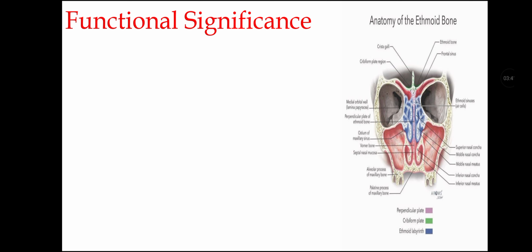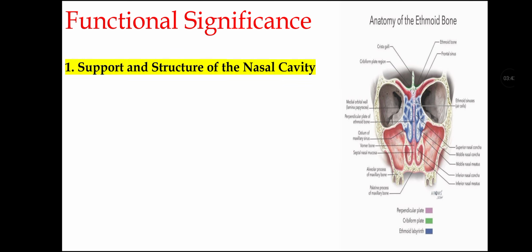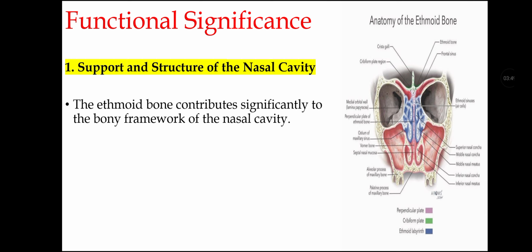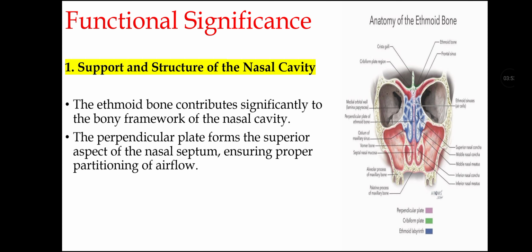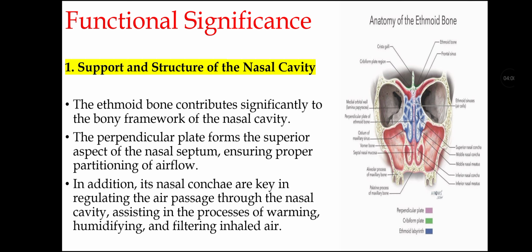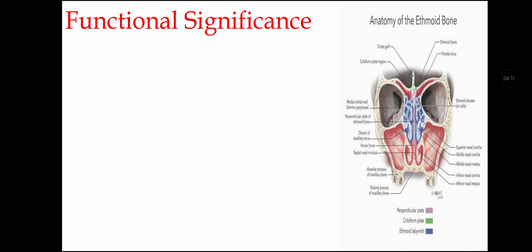Now let's talk about the functional significance of the ethmoid bone. The first functional significance is that it supports and gives structure to the nasal cavity. The ethmoid bone contributes significantly to the bony framework of the nasal cavity. The perpendicular plate forms the superior aspect of the nasal septum, ensuring proper partition of the airflow. In addition, its nasal conchae are key in regulating the air passage through the nasal cavity, assisting in the process of warming, humidifying, and filtering inhaled air.